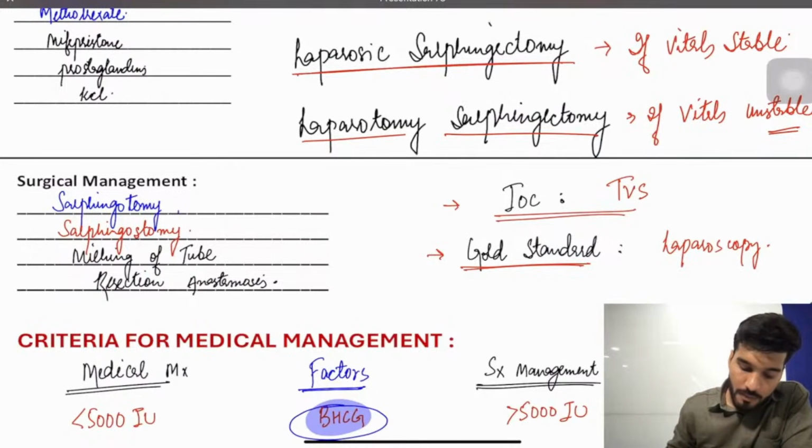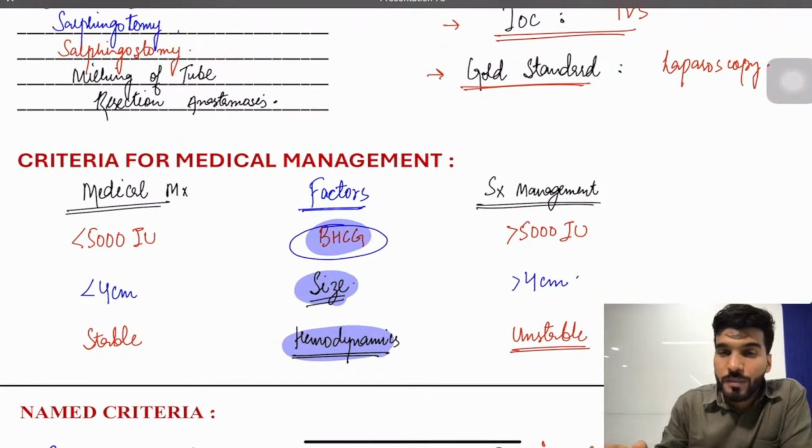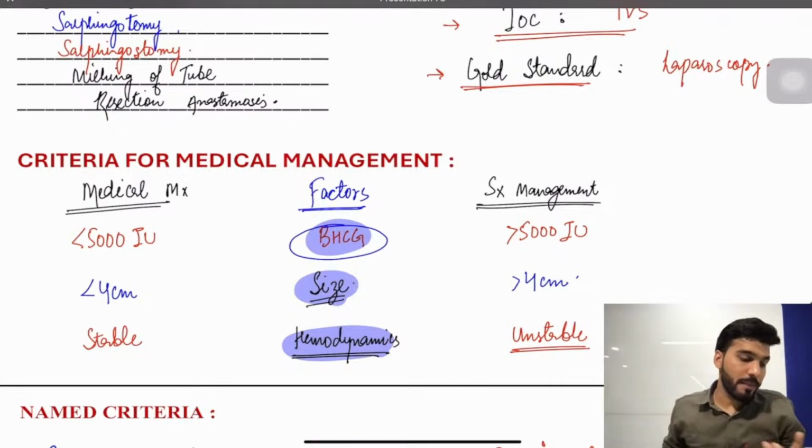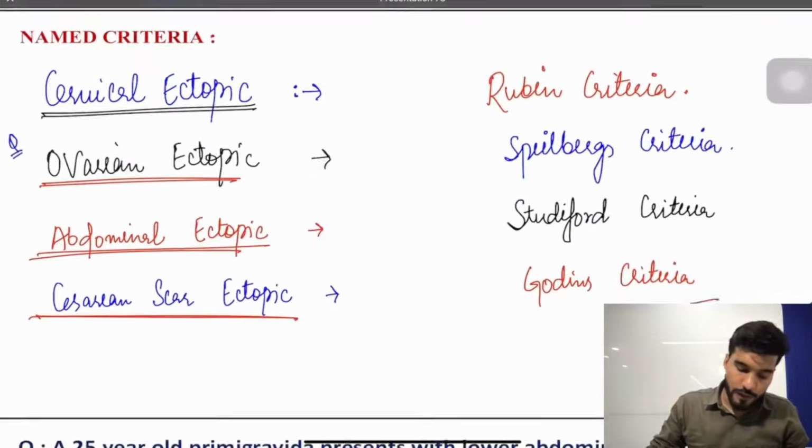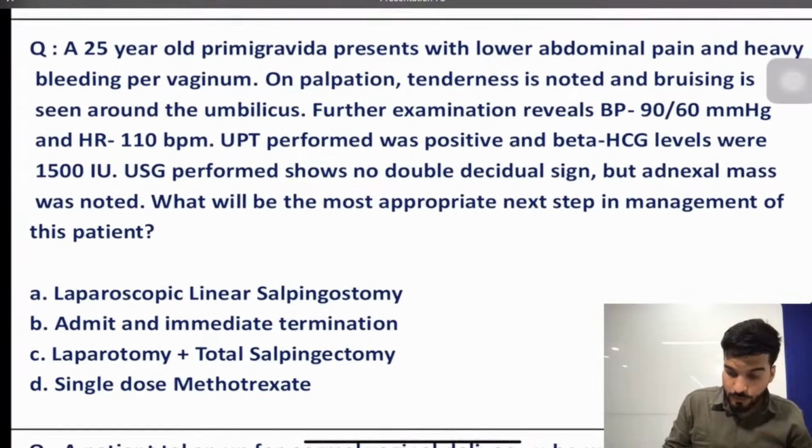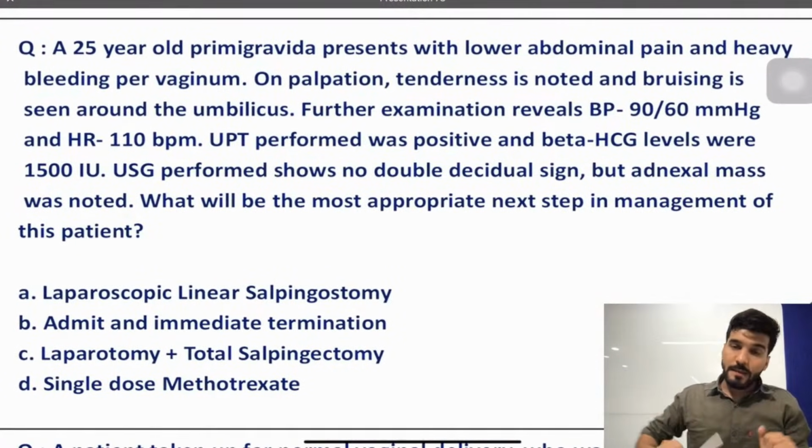Okay, and you also remember what can be the differential diagnosis of this ectopic pregnancy? It can be appendicitis or abortion. Okay, appendicitis or abortion can be the differential diagnosis. Is that clear to everyone? Yes? Chalo. Now if one question will be asked based upon this ectopic pregnancy case, answer me this particular question.